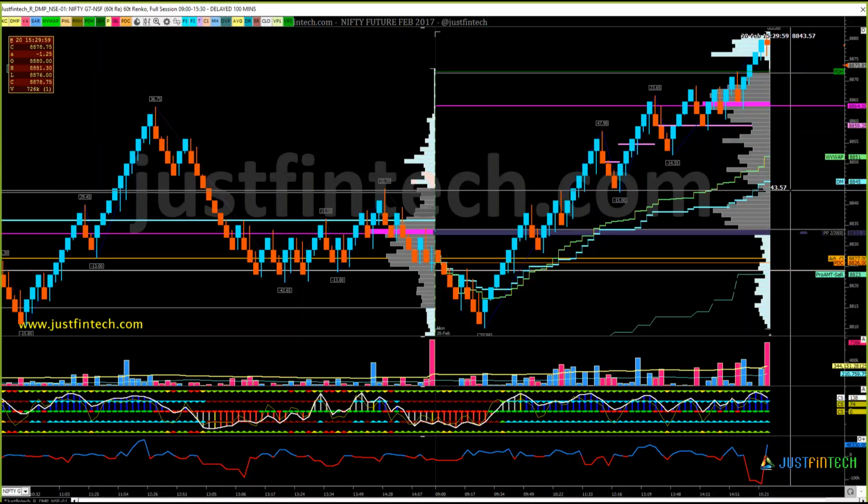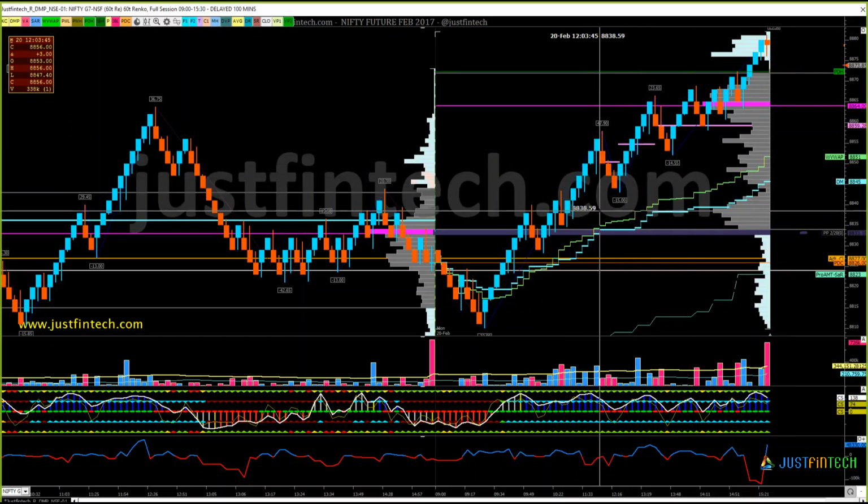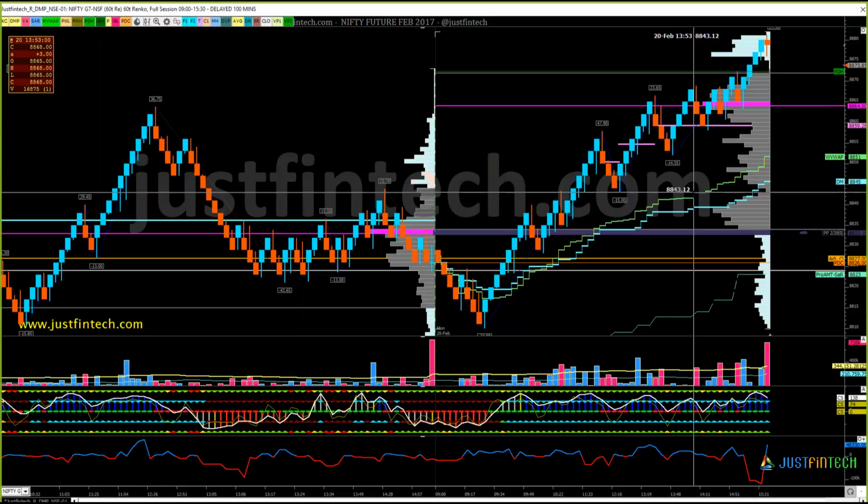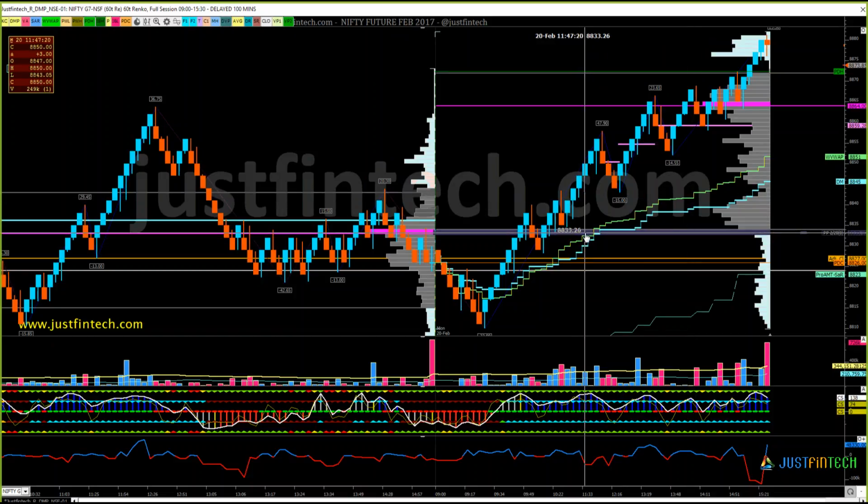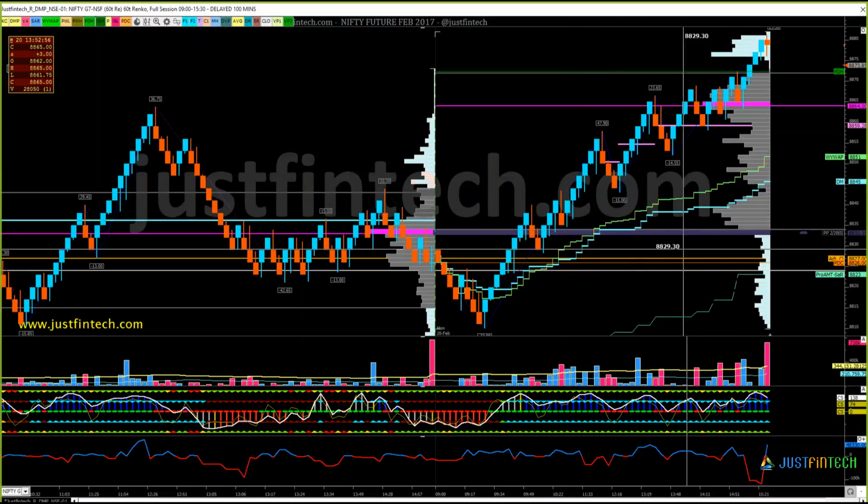Now this becomes an important reference. So it's a pullback here, a zipper just below, and there is a nice LVN to lean upon. This would be a good sign, because after this HVN, the acceptance where the highest volume had traded on Friday, we have a LVN just above that. So it becomes a critical zone.